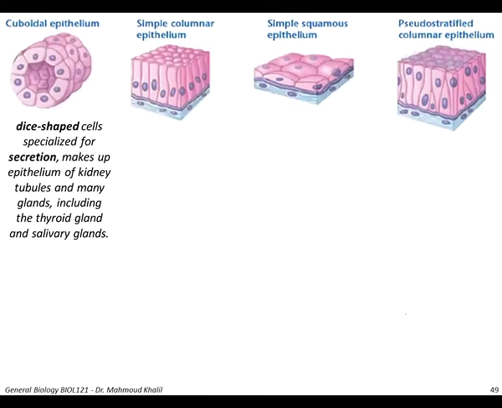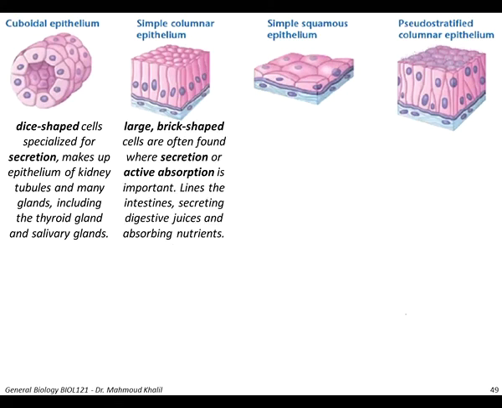For the other type, the cuboidal epithelium, you can see that it is a disc-shaped cell and only specialized for secretion. And it makes up the epithelium of the kidney and many glands, including the thyroid gland and salivary glands. While the simple columnar epithelia, you can see that the nucleus is located below, and you have a tall cell, large brick-shaped cells, and as well it's located at the region of active secretion and active absorption. And this type of cell exists in the intestine, lining the intestine, secreting digestive juices and absorbing nutrients.